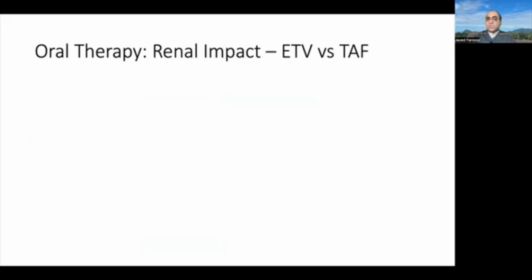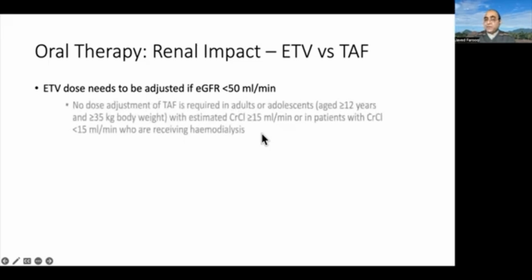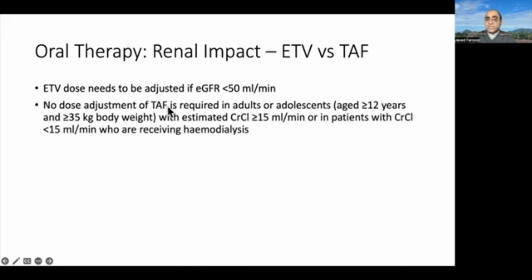Few words about the oral therapy, the renal impact of entecavir versus TAF. Entecavir dose needs to be adjusted if eGFR is less than 50 ml per minute. No dose adjustment of TAF is required in adults or adolescents when the age is more than 12 years and more than 35 kg body weight, with estimated creatinine clearance more than 15 per minute, or in patients with a creatinine clearance less than 15 per minute who are receiving hemodialysis.